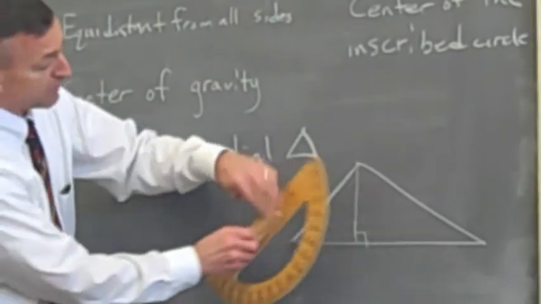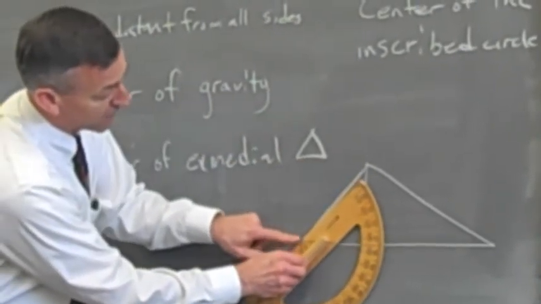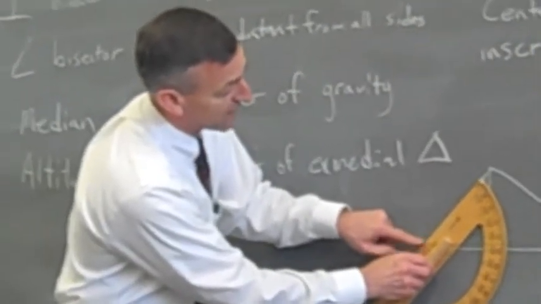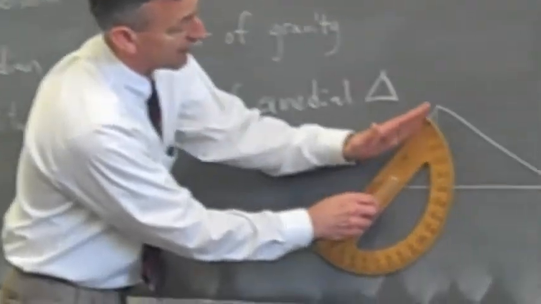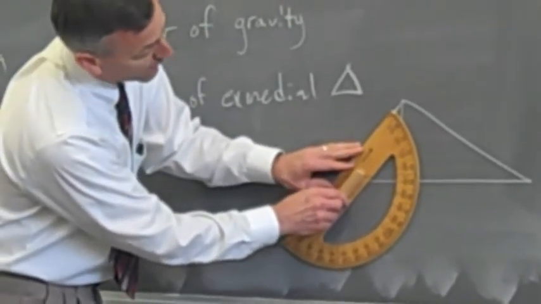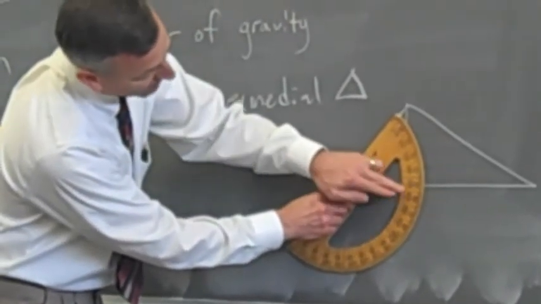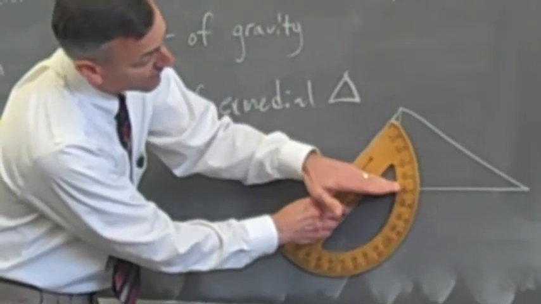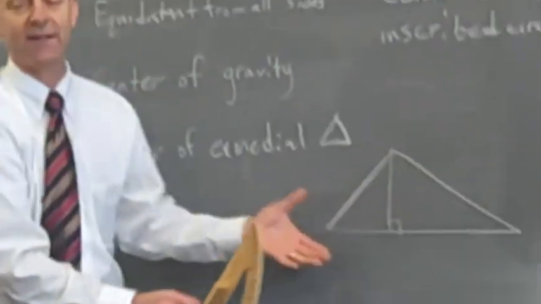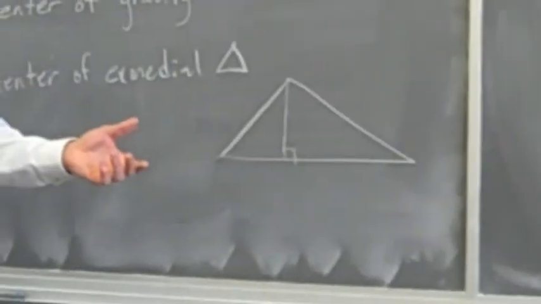I could have also placed my compass right here with the point there at that same vertex, this ray along the 0, and now I read it, I can still get 50 or 130. Which one am I going to choose? Well, it's obvious it's acute, right?